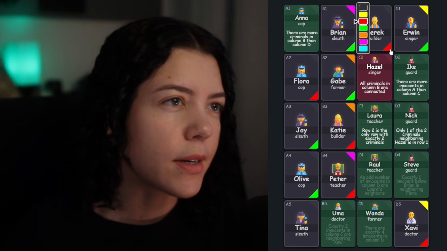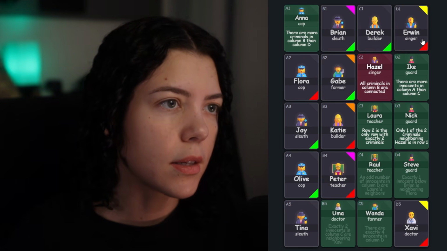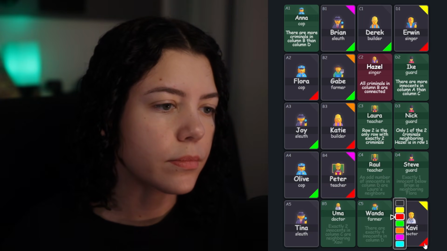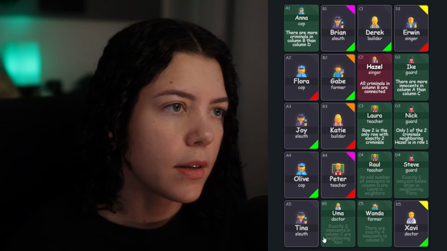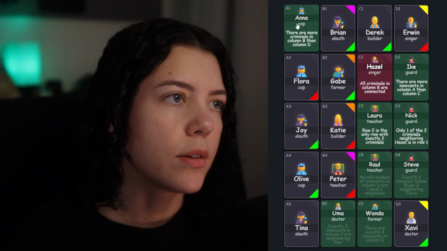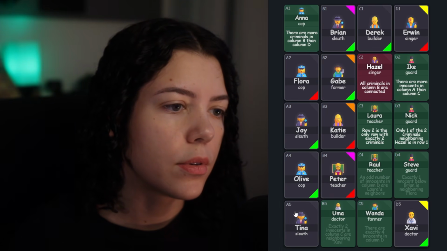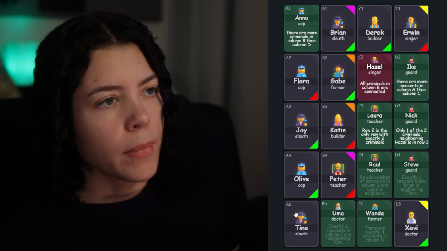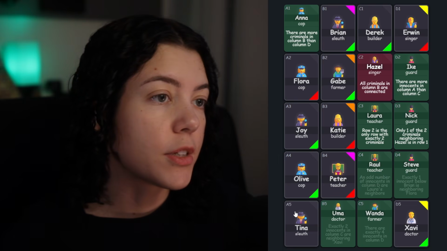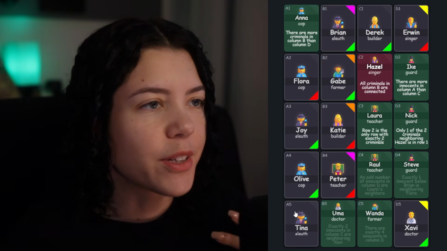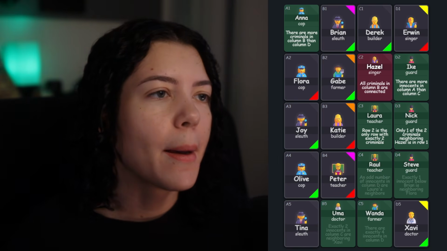But if Derek is an innocent and Irving is a criminal, that makes Xavier an innocent. And now there's no way for column A to have more innocents than column C. So what are we looking at here with all of this that I just presented? All of this that I just brought to the table? What does this show us? Hmm?